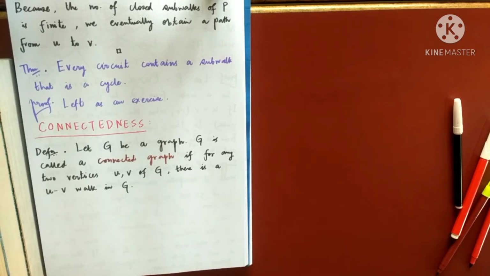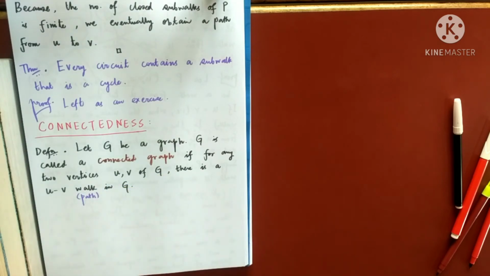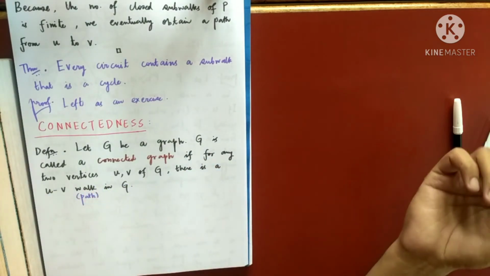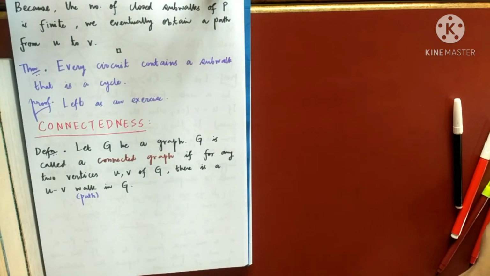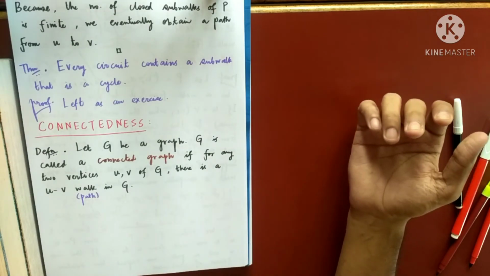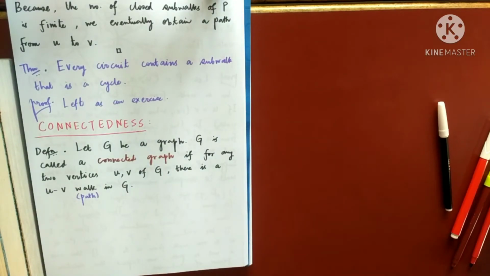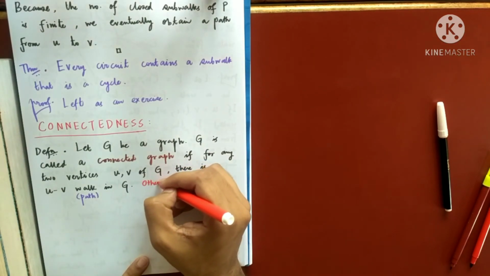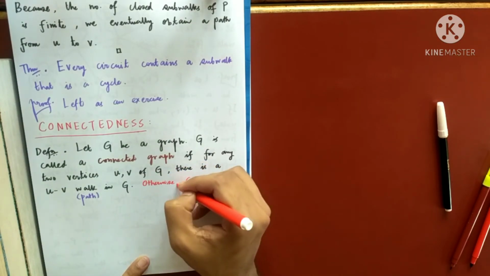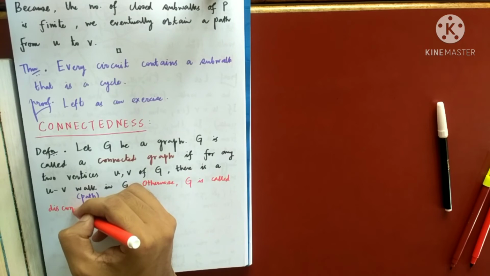Now keep that in mind. This walk can also be replaced by path. You know the reason why? Because whenever there is a u to v walk in G, there will be a u to v path in G, just by the previous theorem. So we can also define it this way: if for any two vertices u, v of G, there is a u to v path in G. Okay, and one more thing, otherwise G is called a disconnected graph.